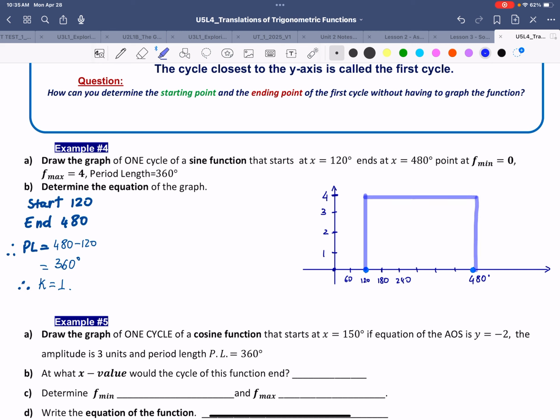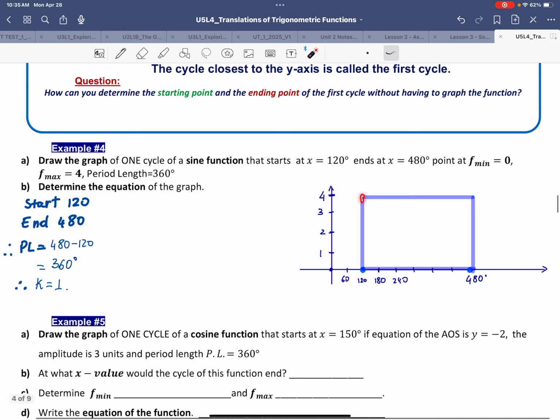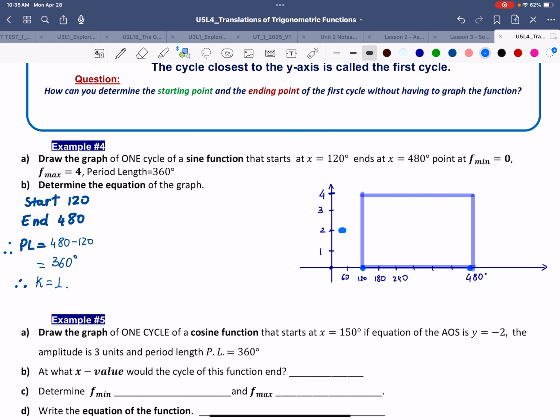Okay, so this would be the period length of the function. This is going to be the height, the total height of the graph of the function. Now, the way I like to think is we can draw the x-axis right here in the middle, the axis of symmetry right here in the middle.